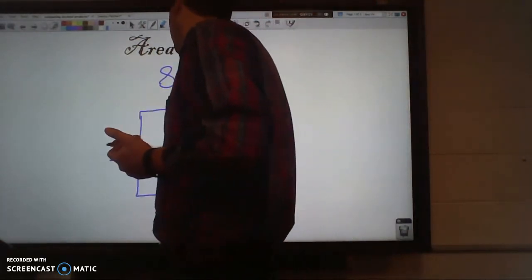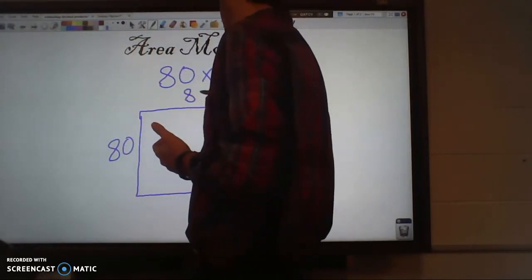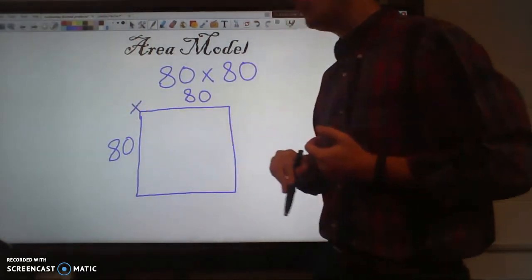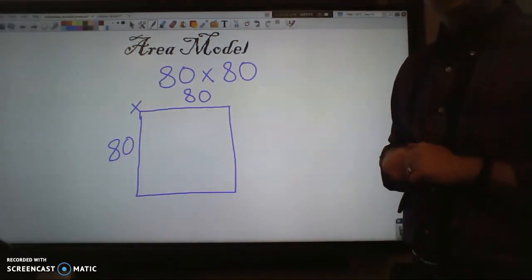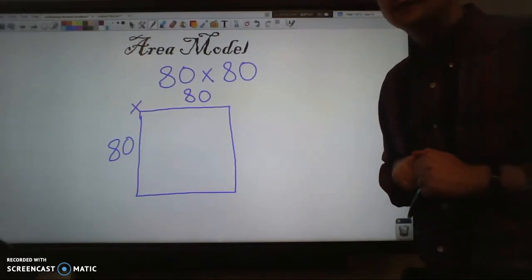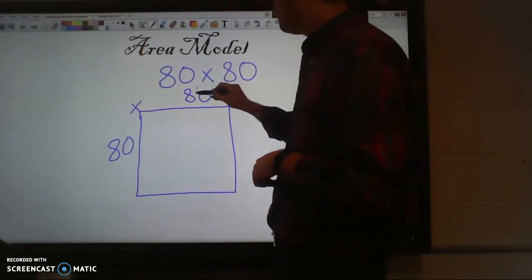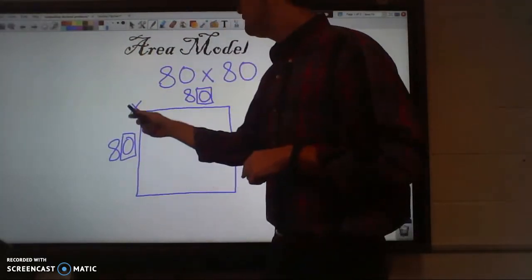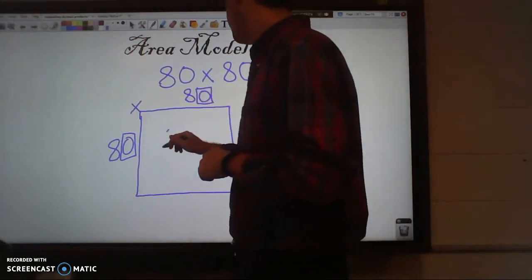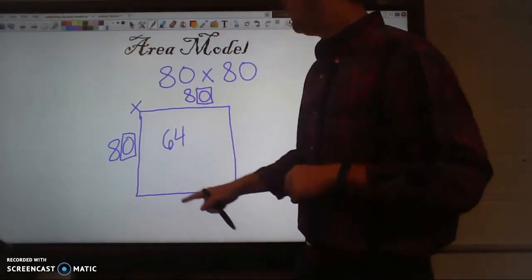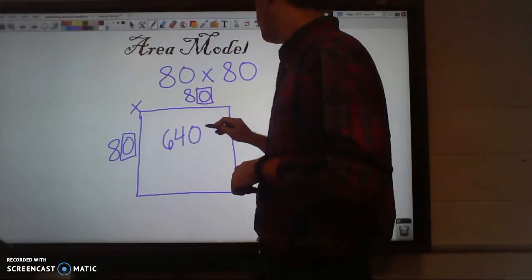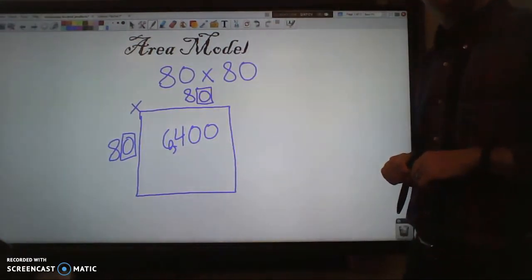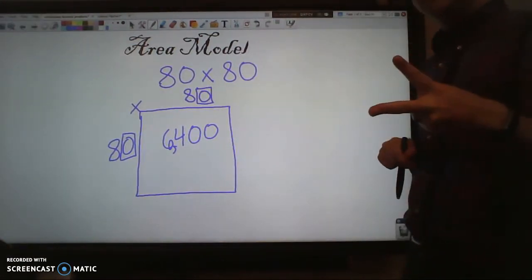All right. So I'll put 80 on this side, 80 on the top, length and width. Remember, I always put my multiplication sign here. And now what do I need to do next? Or what's a suggestion that we should do next? All right. And that is to box our zeros. And we do 8 times 8, which is 64. And then we have 2 zeros. 6,400.